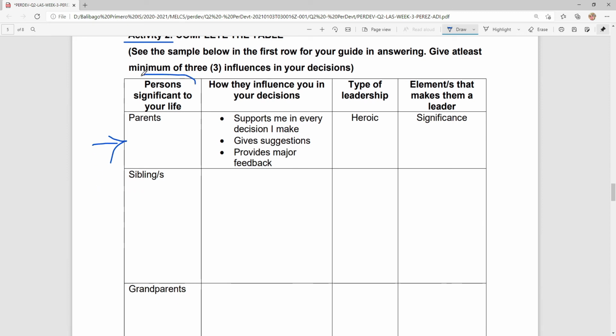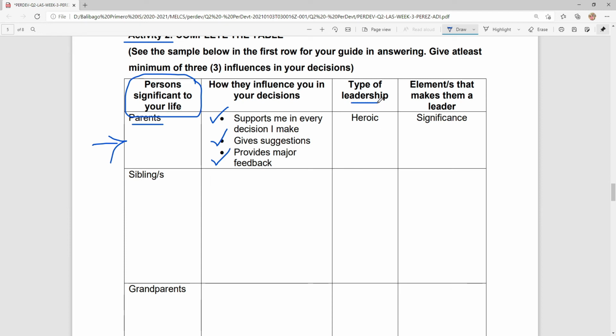In the first column, you will identify persons significant to your life, like for example, your parents. How they influence you in your decisions: they support you in every decision, they give you advice or suggestions, and also they provide major feedback for your actions.